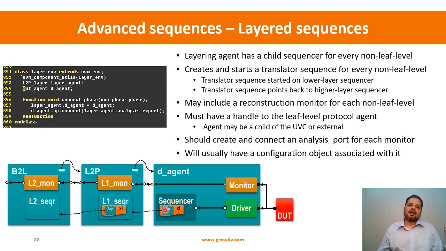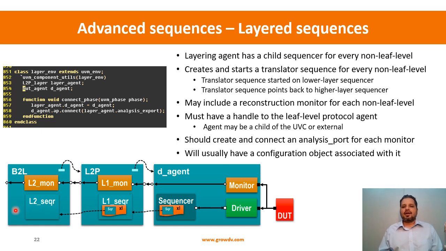The physical layer sequencer takes each of those 256 byte sequence items, and let's say it takes each byte out of it, sends it to the driver, which serializes it and sends it out. So each of these middle level layer sequencers implements some sort of translator functionality. The translator sequence will be running, which takes in a higher level sequence item, converts it into a sequence item that is compatible with the lower layer, and sends it out.